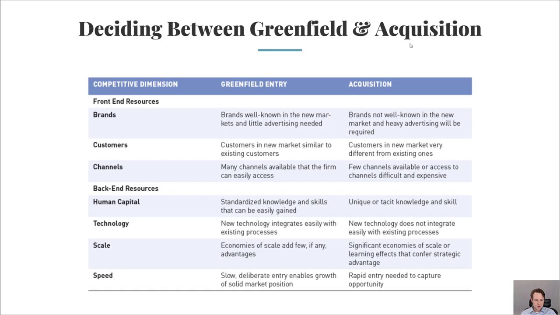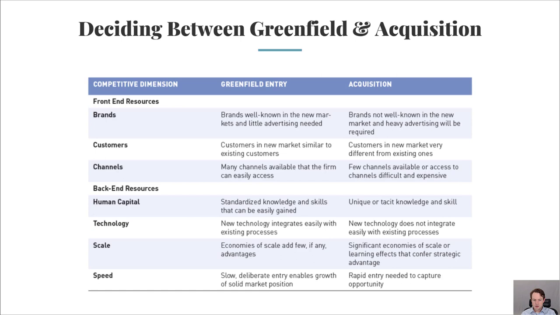If you have access to many channels to sell the products, greenfield can make sense. If channels are difficult or expensive to access via partnerships or government regulation, it may be easier to just buy a company that has already established those channels for distribution than to build them yourself. Human capital: if the knowledge used in the industry is fairly standardized and it's easy to find skilled workers, greenfield makes sense. If it's somehow unique or tacit knowledge and skills, acqui-hiring, as it's called, to acquire employees with the specialized knowledge can be very useful. Same for technology. If new technology can integrate with your existing processes, greenfield makes sense. Otherwise, acquisition might be a better route.